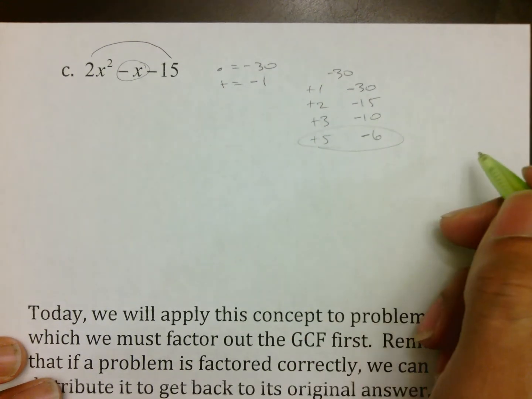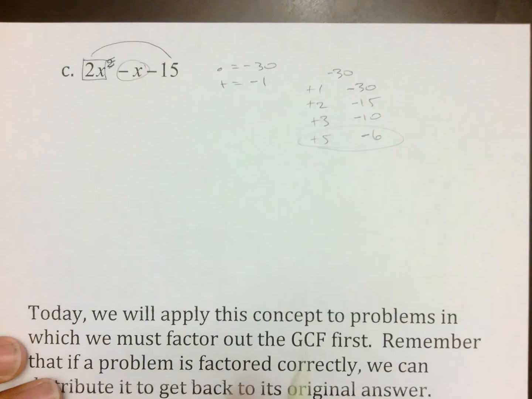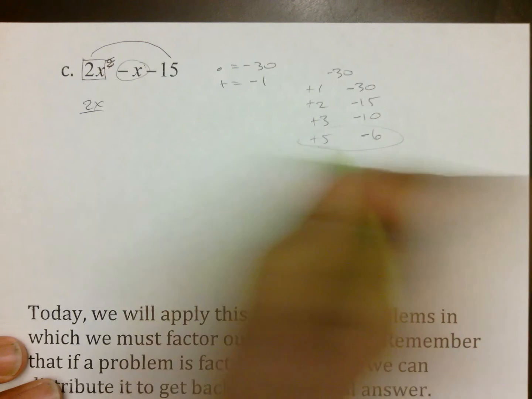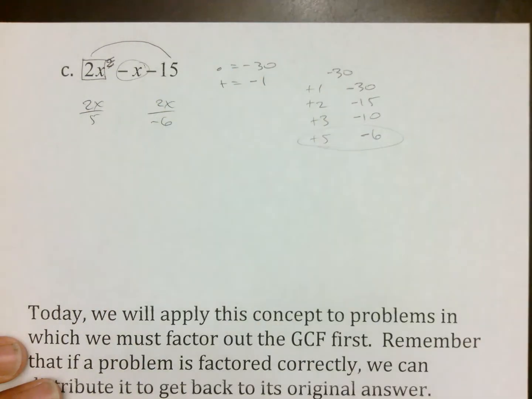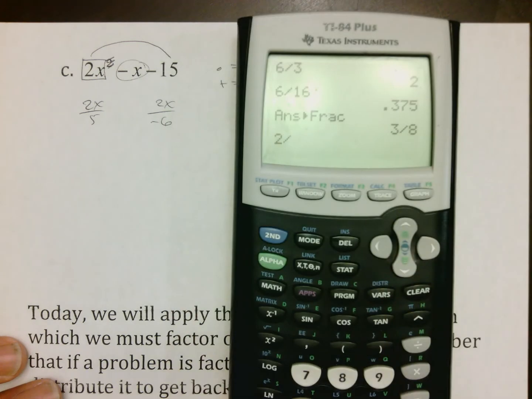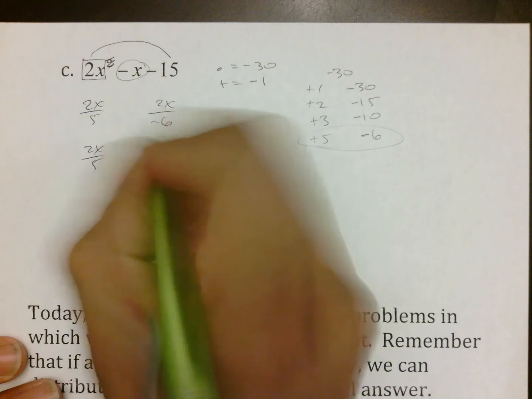The ones that make a negative 1 are 5 and negative 6. So again, what we do here is we ignore the squared, look only at the 2x, and we put that into two fractions. So 2x over 5 and 2x over negative 6. 2 over 5 I don't think reduces, but you can always check that out. 2 divided by 5, math, enter, gives me 2/5. So yep, that's just 2x over 5.